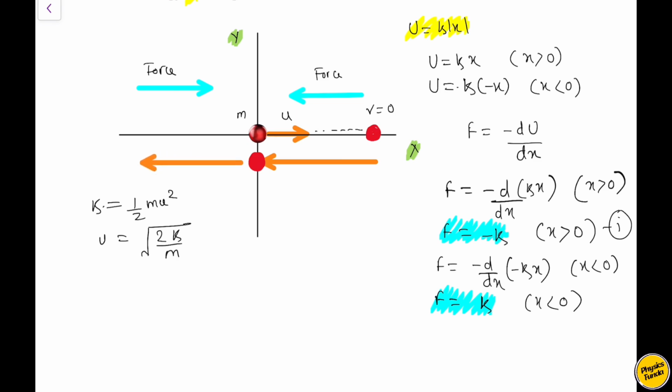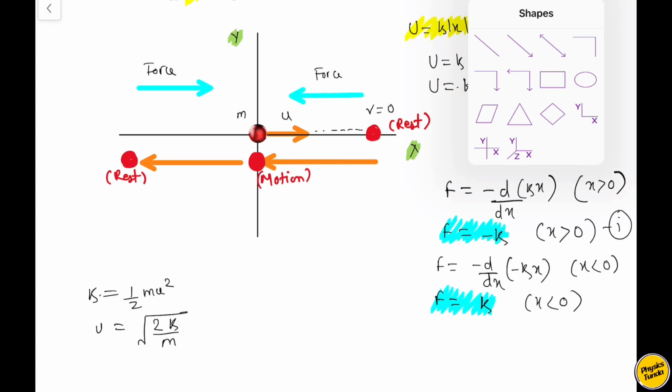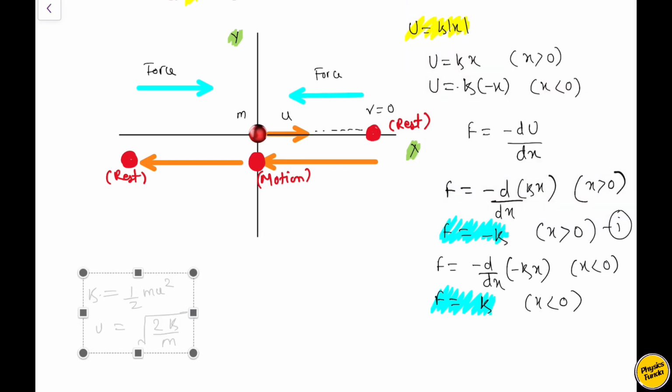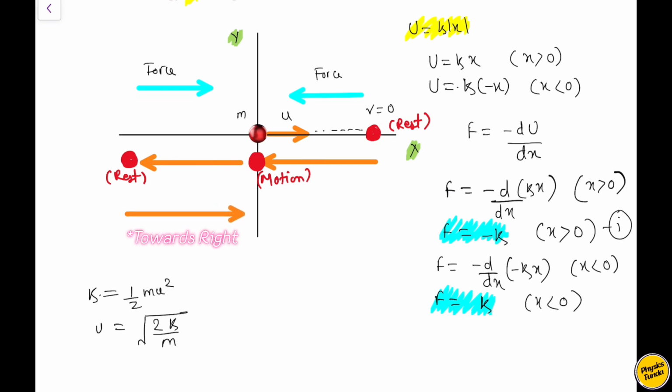But when the particle comes into the negative x-axis, the force direction is towards right. So again, the particle will go into deceleration, right? And finally, the particle will again come to rest here. Here it's at rest, here it's in motion, and again it's at rest. Now what will happen? Again, this force will start dominating, and this force will make the particle move towards left like this, right?